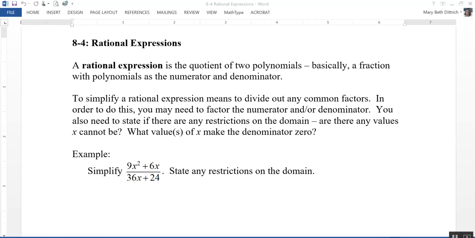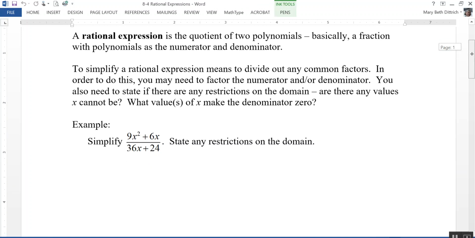You also need to state if there are any restrictions on the domain. Are there any values that x cannot be? What value or values of x make the denominator 0? Let's take a look at an example here.